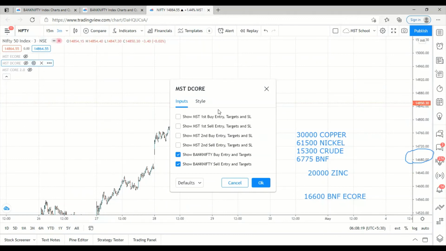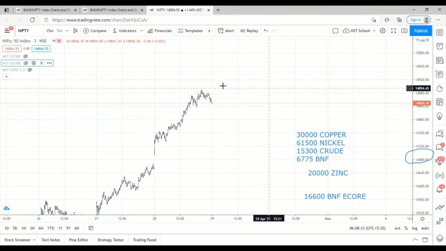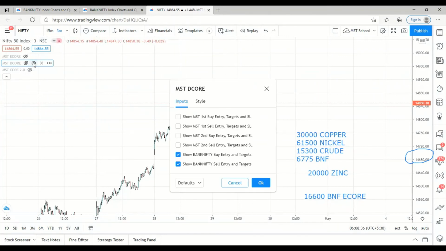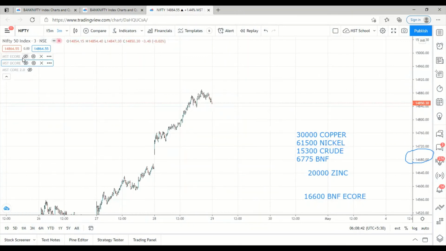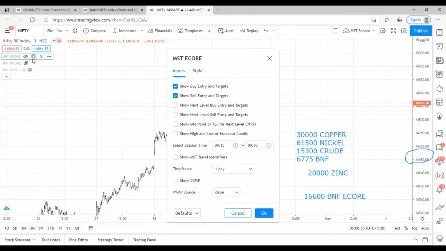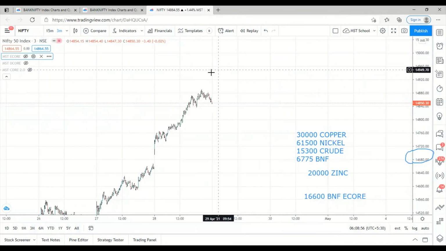It is very simple. So now this D core we have created will have only MST core 2.0 plus E core 2.0. So here we have made Bank Nifty buy sell, Bank Nifty buy sell, and here MST first buy, first sell, second buy, and second sell. So if you don't want to get two indicators separately, then you can go for a single indicator which will have both the things in a single platform. Or if you don't want the E core, if you want only MST core 2.0, then you can go for this indicator. Or if you don't want MST core 2.0, if you want to only trade in equity and stocks and Bank Nifty, then you can choose the E core. So all these facilities we have given. So whichever you want, you can take.